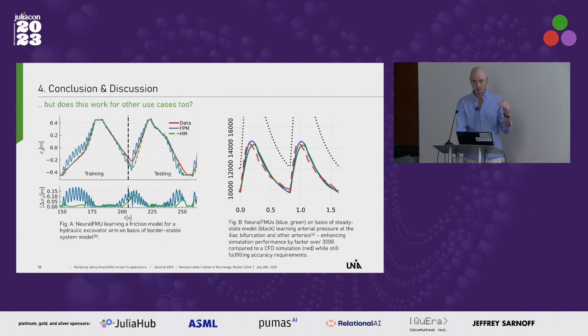So we trained on basis of a very simple steady state simulation. These are the black values here that are so wrong that I even had to cut them in these plots. On basis of this model, we trained the blue and the green trajectories, which are two different topologies of neural FMUs, and we were able to hit the arterial pressure pulse waves on the iliac bifurcation, which is the part where your legs start, as well as on many other arterial segments. But the clue is that this simulation model runs by a factor of 3,000 faster than the original CFD simulation. So in this use case, we did not boost accuracy, we boosted simulation performance.